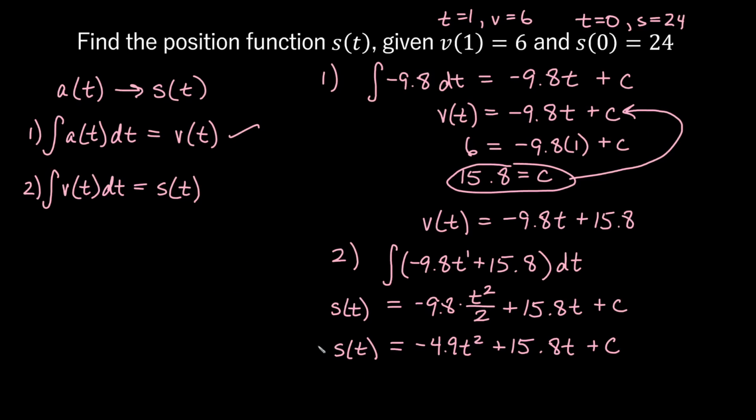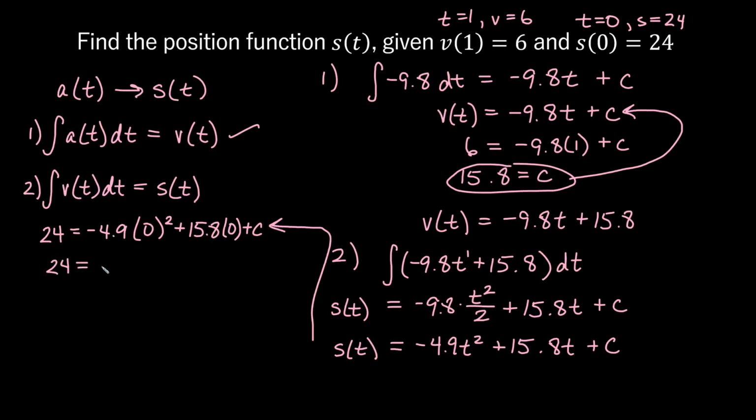Let's go ahead and do that over here. So we'll say 24 in for s equals negative 4.9 times 0 squared, right? So that'll be 0, plus 15.8t, which is 15.8 times 0, plus our c. So we plug in 0 for t. This becomes nothing. This becomes nothing. It looks like we just get 24 is equal to c here.